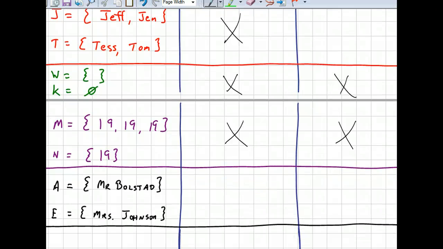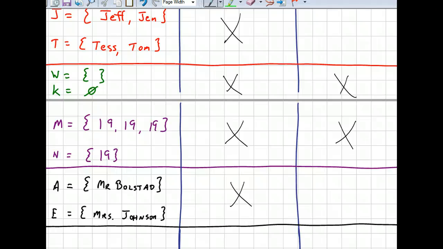Okay, A has Mr. Bolstead, and E has Mrs. Johnson in it. So are these equivalent? Equivalent. Why are they equivalent? Because they each have only one element. Yep, they each have only one element. We're counting the number of elements in it.